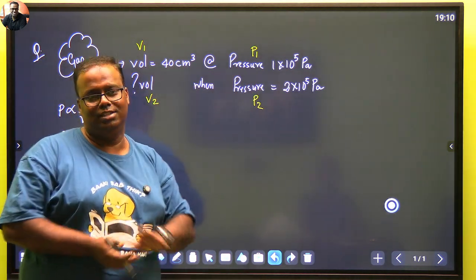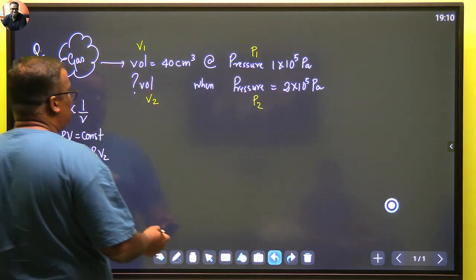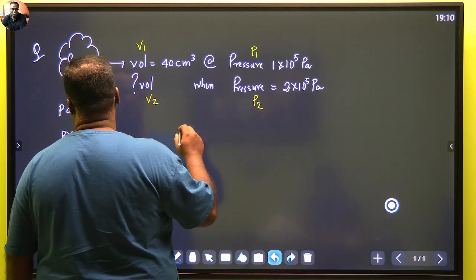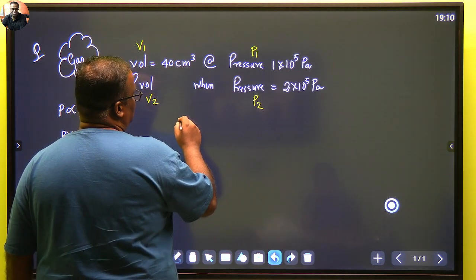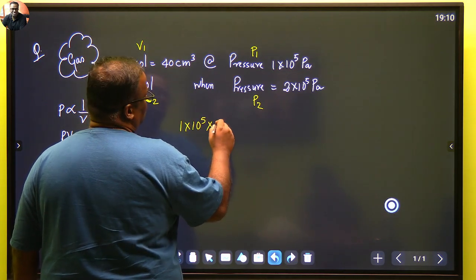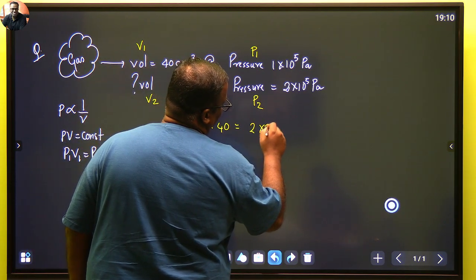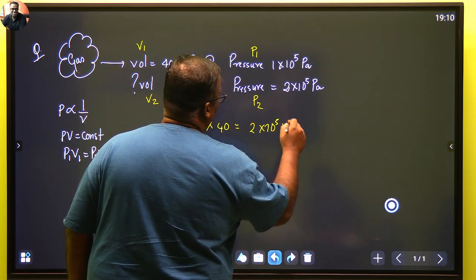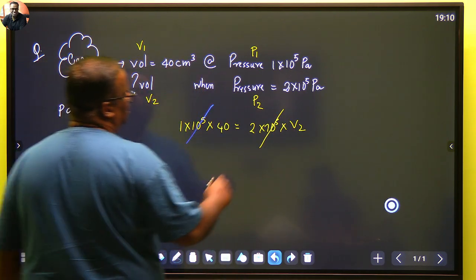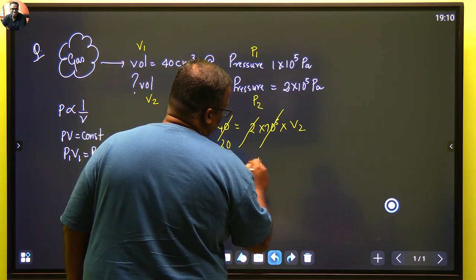It will be half. So the volume should come as, let's do P1 V1 equal to P2 V2, which means 1 into 10 to the power 5 into V1, which is 40, should be equal to P2, 2 into 10 to the power 5 multiplied by V2. 10 to the power 5 is gone, then 2 strikes it out as 20. That means V2 equals how much?